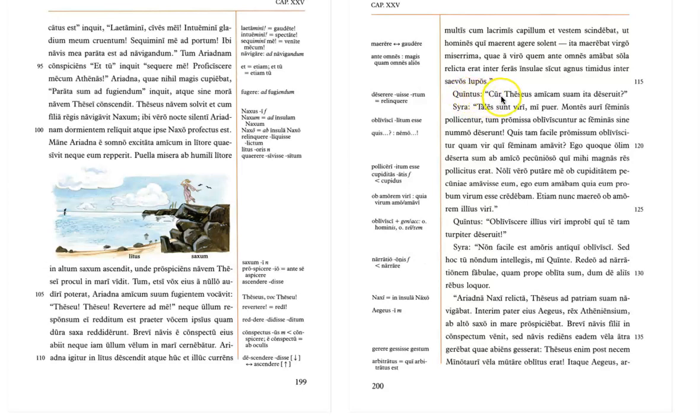Then Quintus says, why did Theseus desert his lover, or literally desert his girlfriend, or her in this case? And then Sira says, tales sunt viri mi puer, montes auri feminis pollicentur, tua promissa labi videntur, ac feminas sine numo deserunt. So she says, such are men, my boy, or that there are such men, my boy.